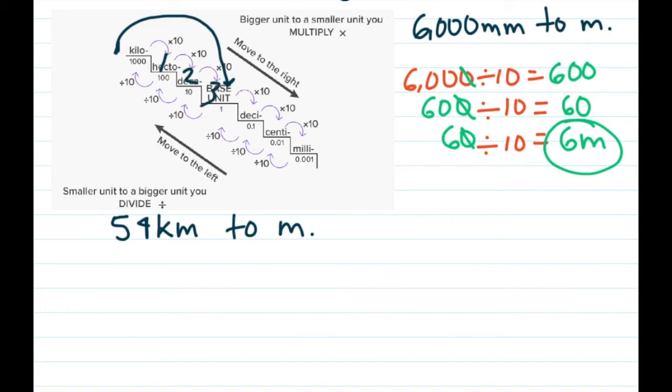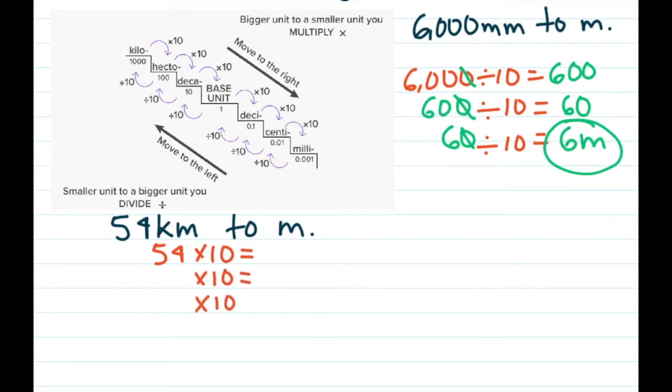So that means that instead of dividing, as we did with the millimeters to the meters, we're going to be multiplying. And each of those steps is going to be multiplying times 10. So let's go ahead and do them. We're going to do 54 times 10, and we said we need to do this 3 times. So we can write times 10 equal, times 10 equal. And whatever we have right here is going to be the answer in meters.